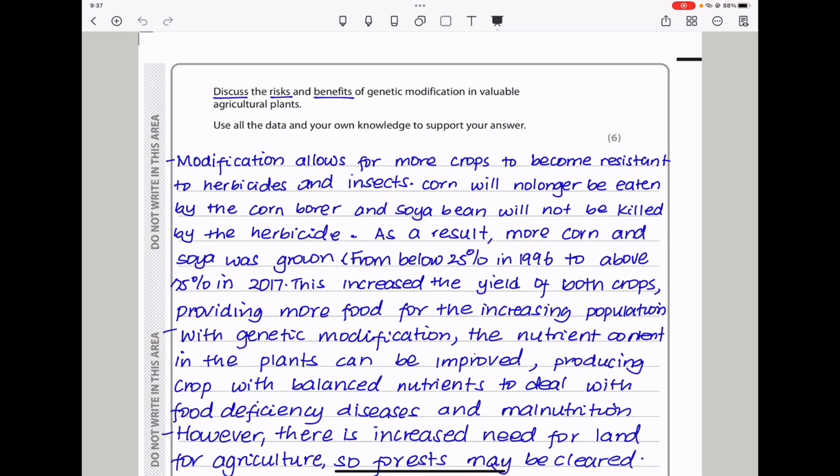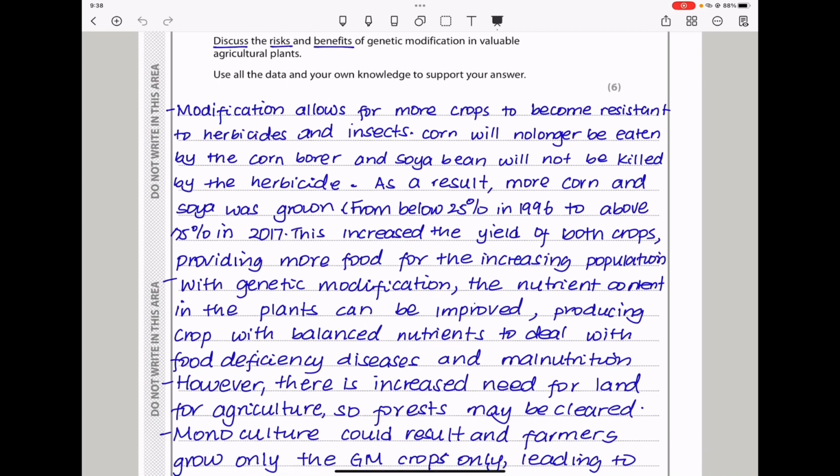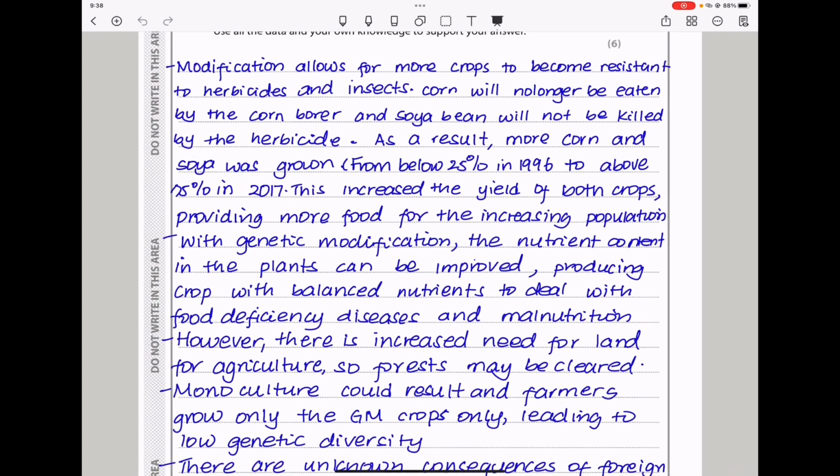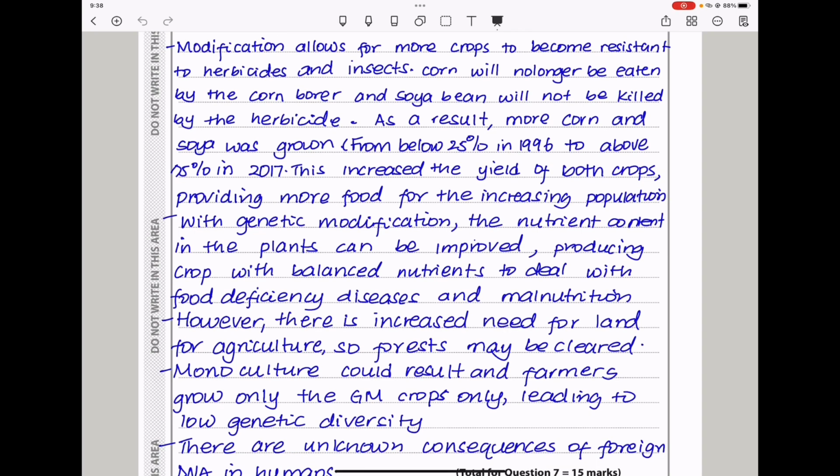So I said, modification allows for more crops to become resistant to herbicides and insects. Corn will no longer be eaten by the corn borer, and soybeans will not be killed by the herbicide. As a result, more corn and soy was grown, from below 25% in 1996 to above 75% in 2017. This increased the yield, providing more food for the increasing population. Also, with genetic modification, the nutrient content in the plants can be improved, producing crops with balanced nutrients to deal with food deficiency, disease, and malnutrition.